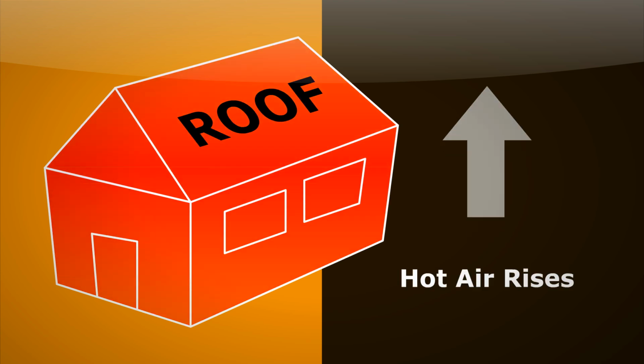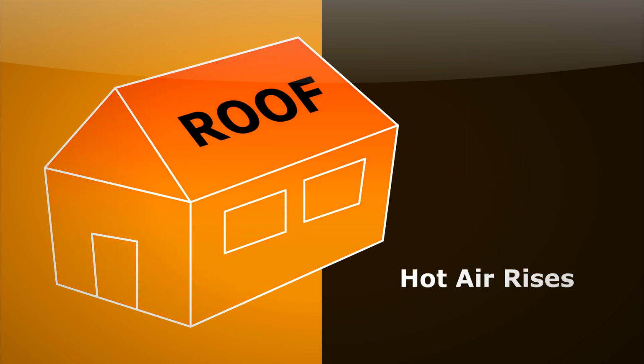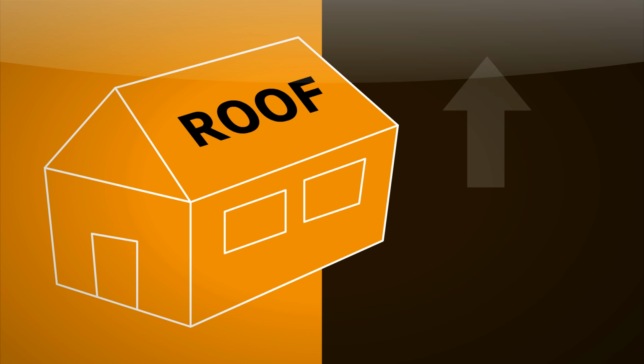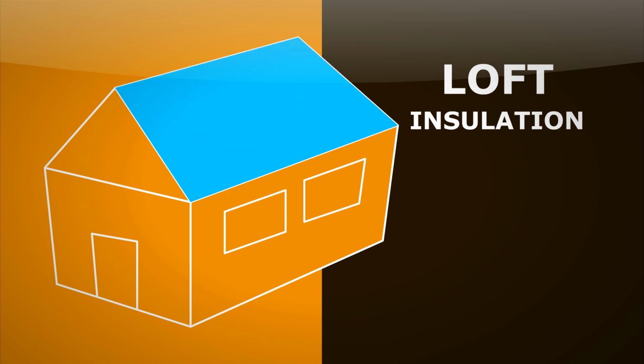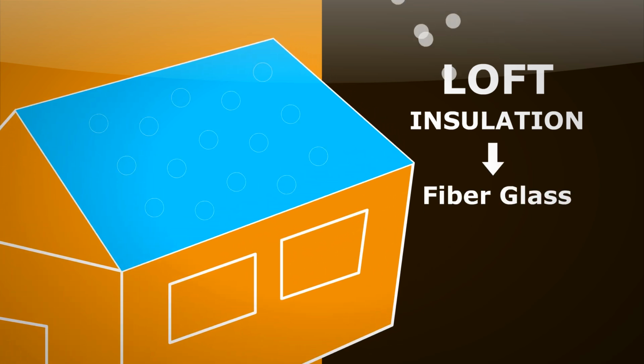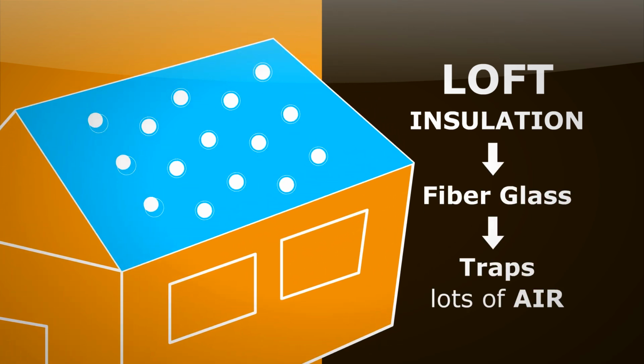That's obviously because hot air rises, so that's going to be the warmest part of the house. So one thing you can do to reduce your energy bill is put some loft insulation in. Now, what loft insulation is, it's normally something made of fiberglass. And the reason this is good is it traps lots and lots of air in tiny little pockets.